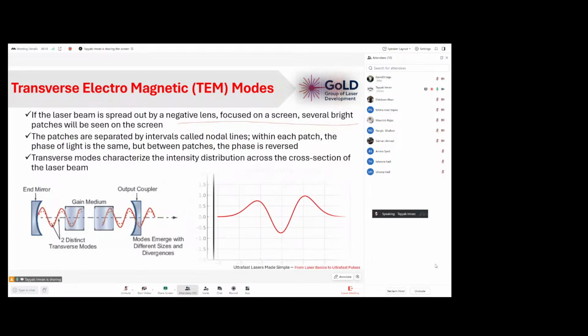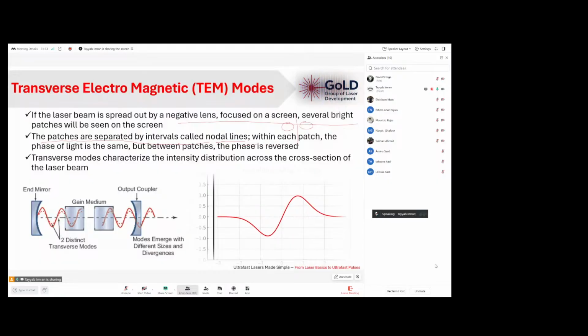If you can see this point here, the patches are separated by some kind of interval, and these intervals are called nodal lines. So what are nodal lines? If this line is separating the two patches, it's called a nodal line.